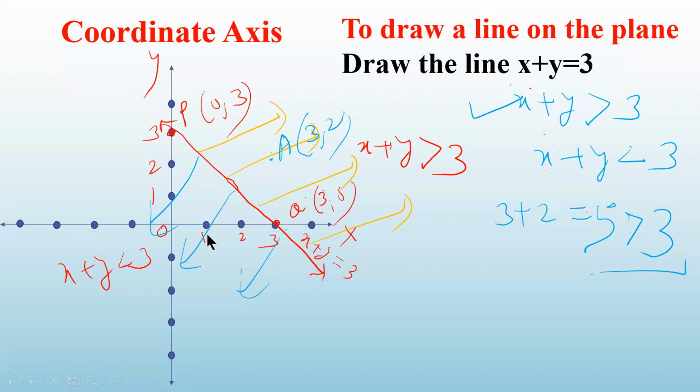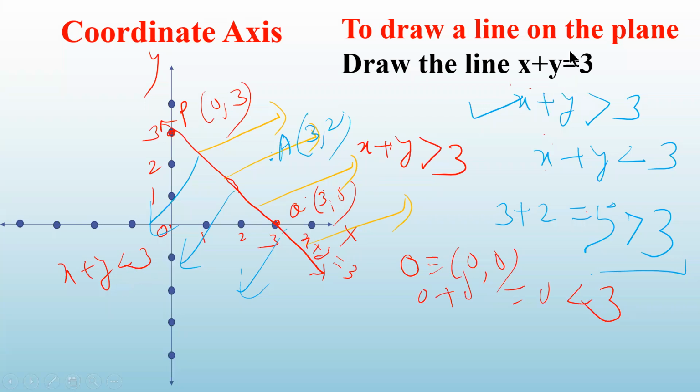And it is very easy to check that. How? ये जो line है, इसके नीचे के portion में आप कोई भी एक point ले लो. Suppose I take this point O. You can see, what are the coordinates of this point? 0, 0. Correct? Now add these two coordinates, x plus y. I'm going to get 0, which is less than 3. So that means ये जो नीचे का portion है, it is given by the inequality x plus y less than 3.